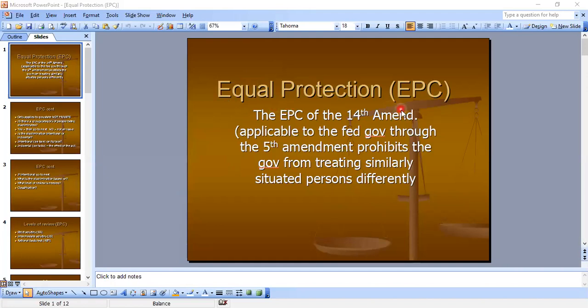Equal protection, the EPC clause. The EPC of the 14th Amendment, applicable to the federal government through the 5th Amendment, prohibits the government from treating similarly situated persons differently. Okay, so the federal government's is the 5th Amendment, and the 14th Amendment is to the states.